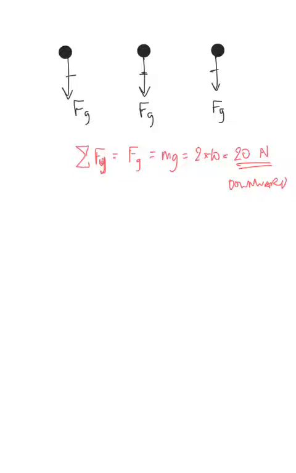So to briefly explain, you can just say that it's the same magnitude of 20 newtons the entire time, and it's the same downward direction the entire time.